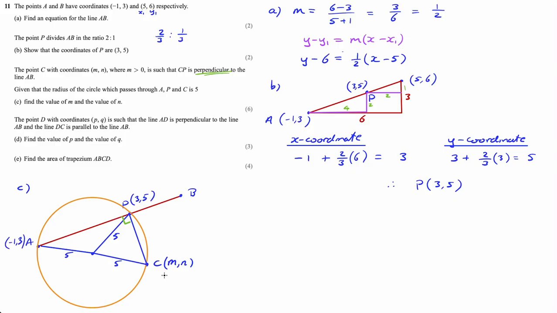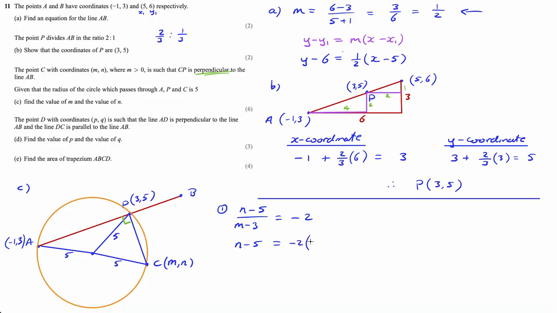Okay, now because I have 2 letters, 2 unknowns, I need 2 equations. So what I'm going to do is, well, I'll get 2 equations. One of them I can get from the gradient. So I know, let's call this equation 1, that n minus 5, gradient y2 minus y1 over x2 minus x1, this minus this, equals the negative reciprocal of 1 over 2, which is negative 2. So this becomes n minus 5 equals negative 2 into m minus 3.